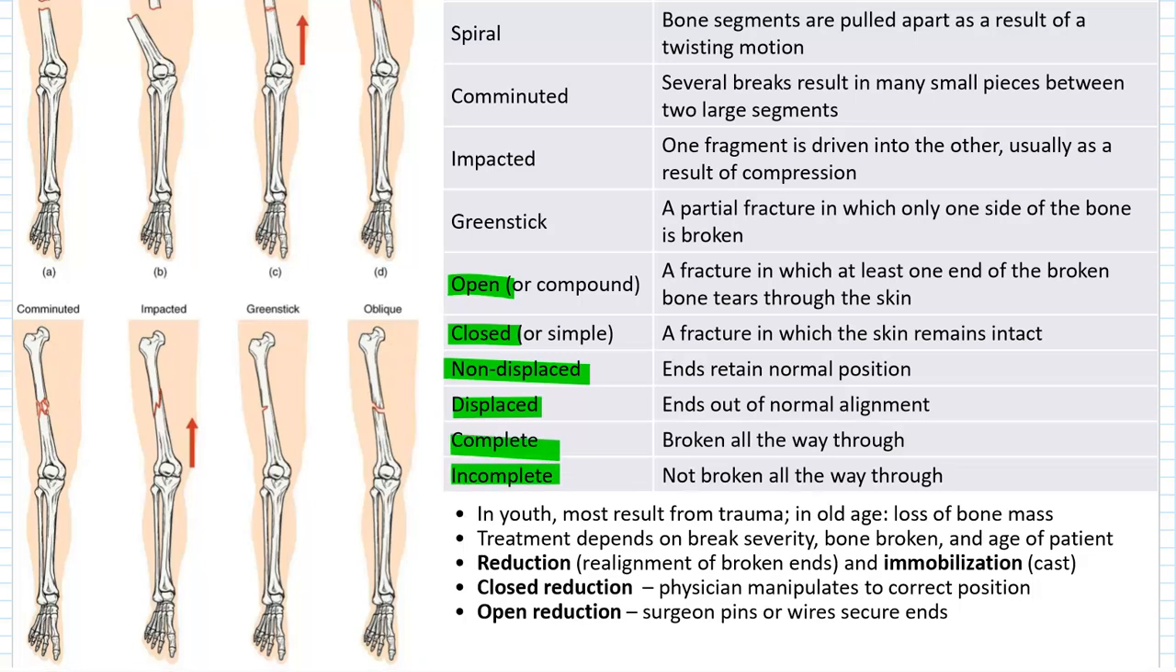And then we have complete versus incomplete. A complete fracture is like this oblique one, all the way through. Greenstick, on the other hand, is an incomplete fracture. Wait, you said incomplete is oblique? No, an incomplete fracture is when the bone is not broken all the way through. Oh.